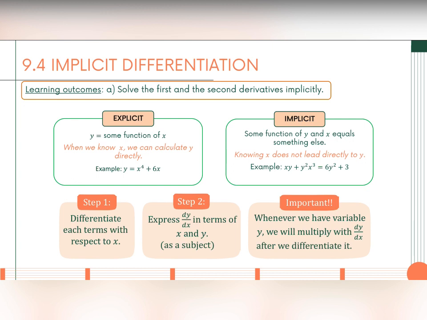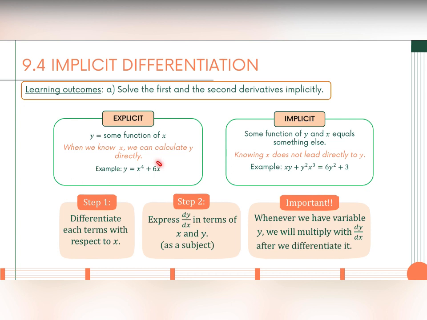So what does it mean by implicit? Okay, so implicit is actually some function of y and x equals to something else. So this is the example of implicit function ataupun implicit equation. So implicit tu nak bezakan dia dengan explicit. Explicit ni adalah function yang selama ni kita jumpa lah, which is kita dapat jadikan y sebagai single subject and y tersebut equals to some function of x. So explicit ni bila kita dapat value of x, kita boleh terus gantikan dekat dalam function untuk dapatkan value of y directly. Sebab tu dia kata dekat sini, while we know x, we can calculate y directly.